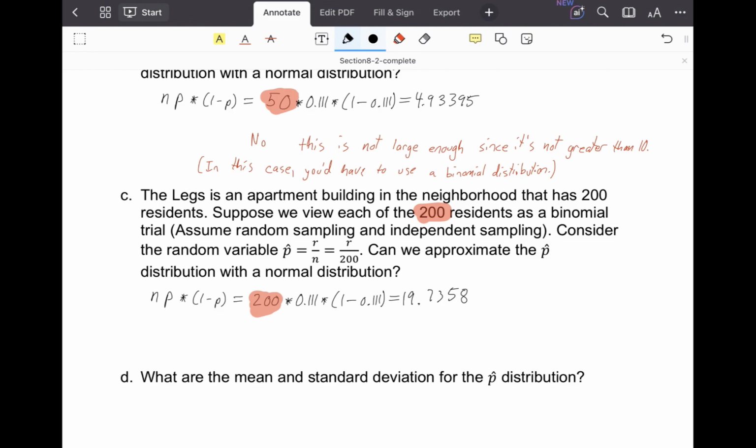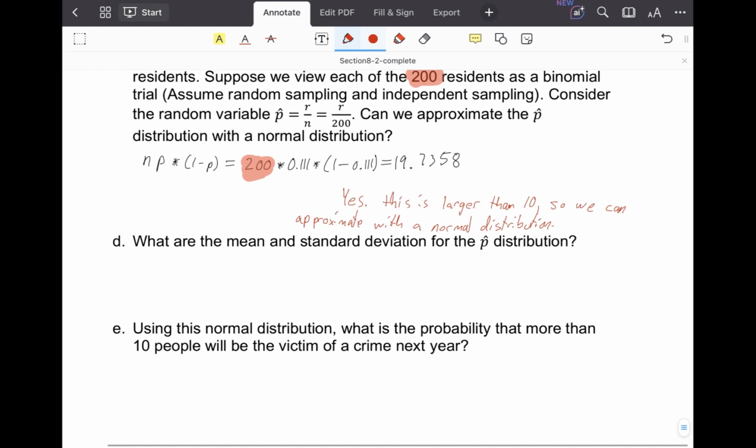And because of that, this is bigger than 10, which is good. So let me write that here. So yes, this is larger than 10. So we can approximate with a normal distribution.